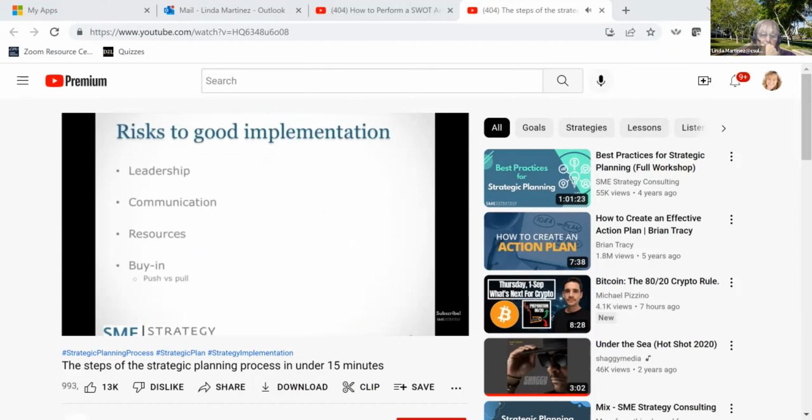So here's some risks. What's going to get in our way? Leadership. If you don't have the whole management team on board, it's going to pull back your strategy because they're the ones giving the marching orders to your staff and your employees. Communication. This is the biggest hindrance to a successful implementation because people don't know what the plan is, they don't know what they're doing, and they're withholding important information that is really crucial to the plan.